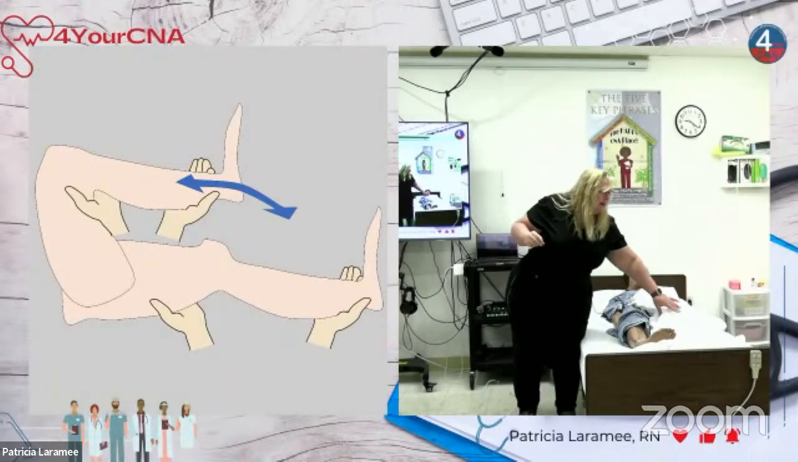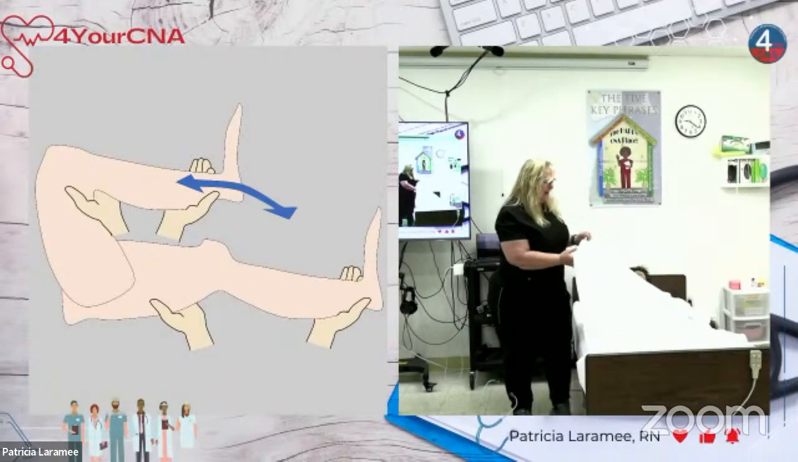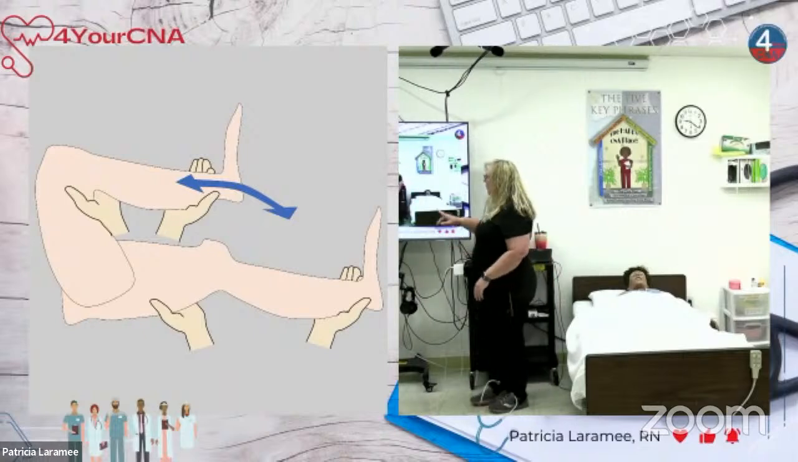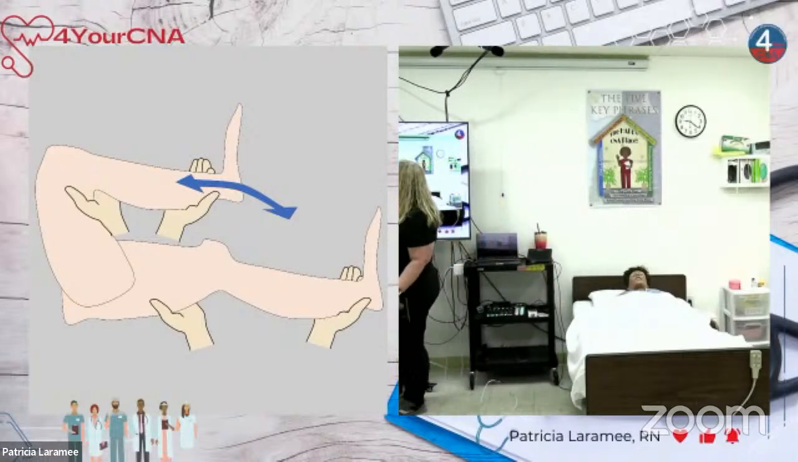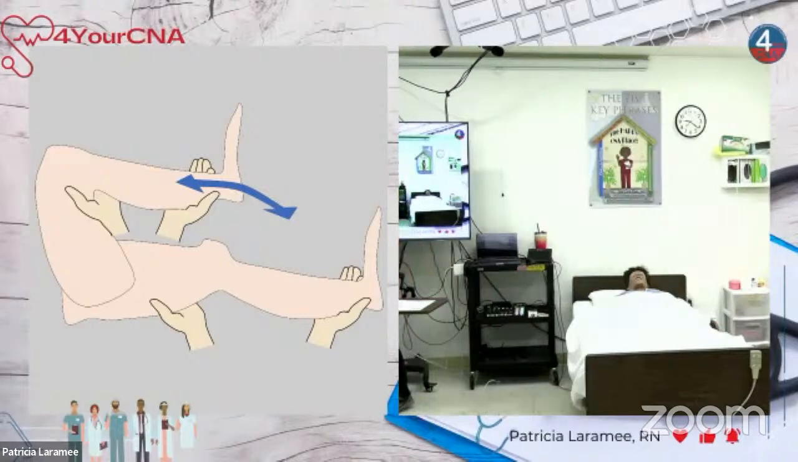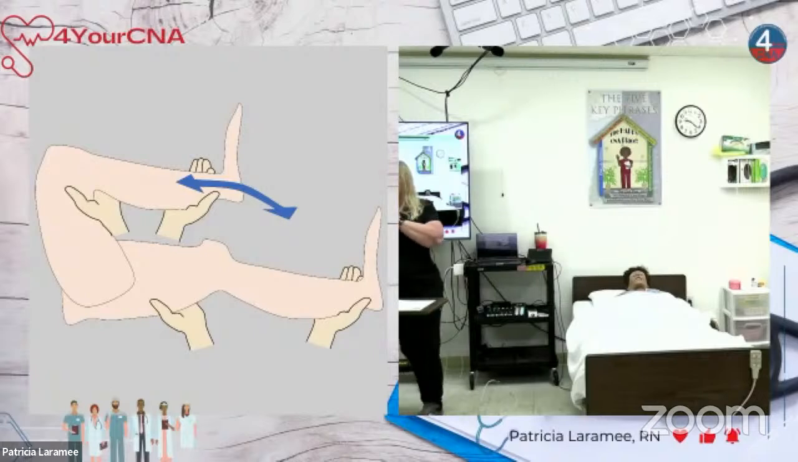Now, if we exercise both the hip and the knee at the same time by bending that knee when we raise the leg, that doesn't hold that nerve straight. It actually allows that nerve to kind of sink in, like our elbow. Okay. Does that make sense?